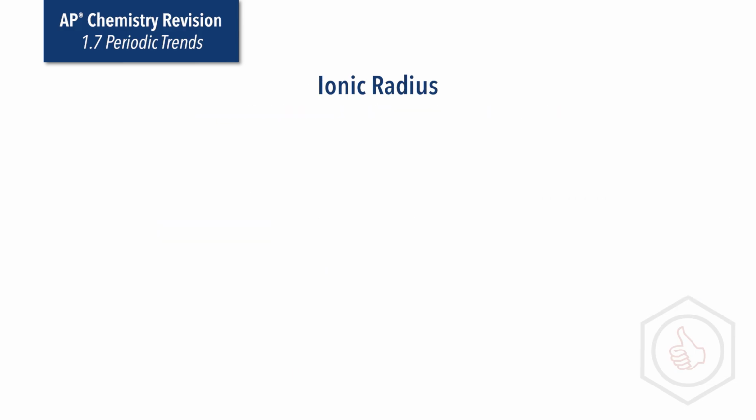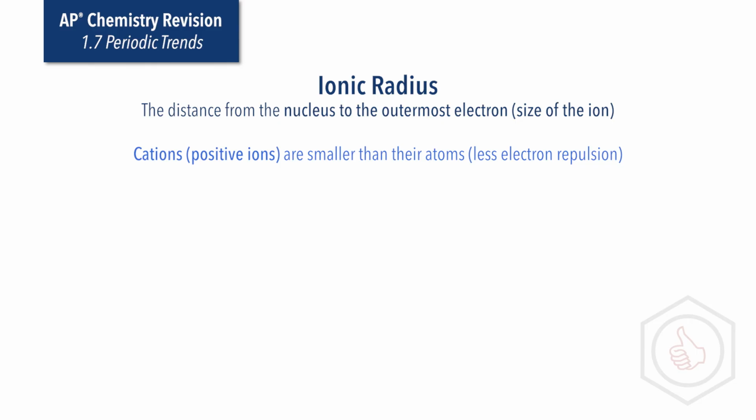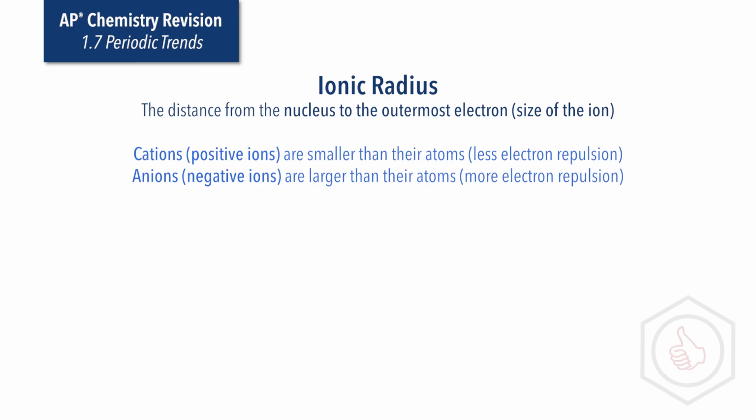Ionic radius refers to the distance between the nucleus and outermost electron in an ion. Cations, positively charged ions, are smaller than the atoms that they form from, because they experience less electron repulsion. Anions, negatively charged ions, are larger than the atoms they form from because they have more electrons, causing more electron repulsion. As a result, the ionic radius trend across a period actually changes.